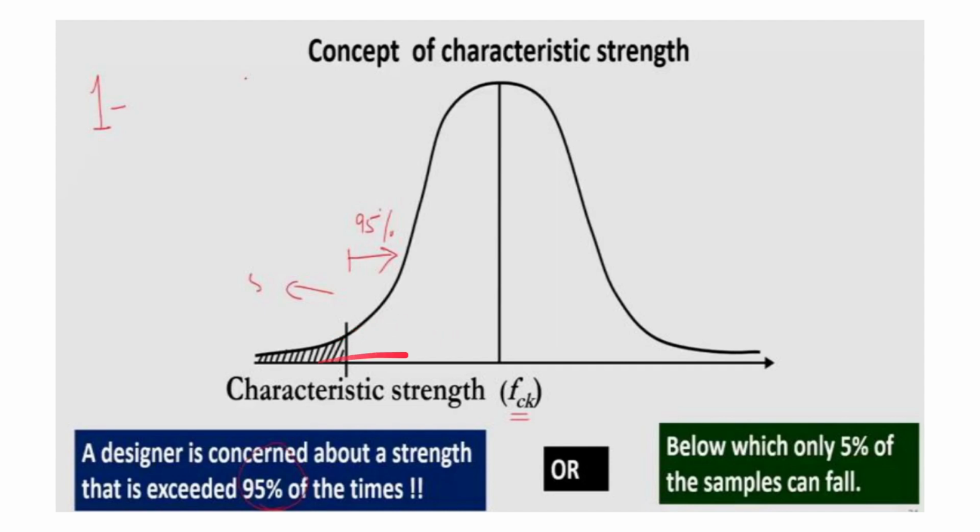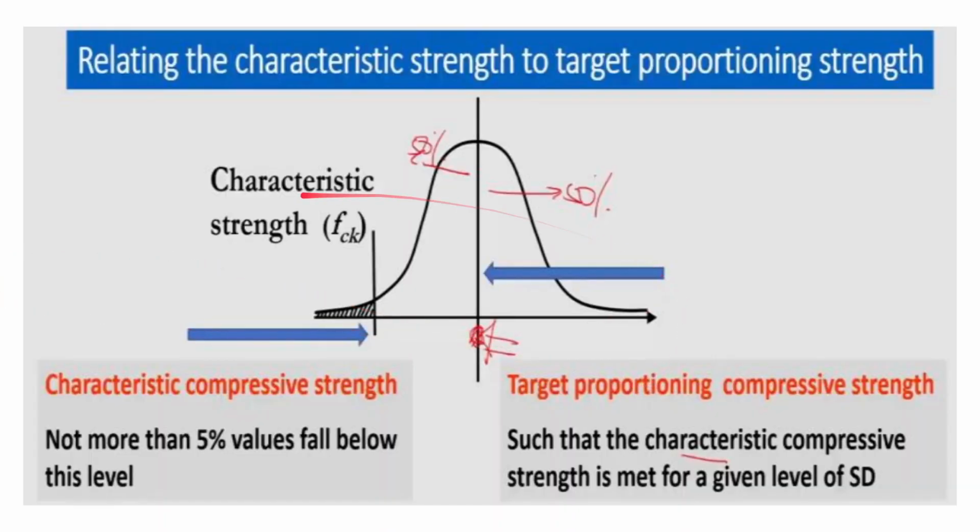Okay, so how much more? That will come from the standard deviation into one factor, which is 1.65 in our case. Okay, so we'll find out how it comes. So here, relating the characteristic strength to target proportioning strength: the characteristic compressive strength is that strength where not more than 5% of values fall below that level. But this is the strength which we are designing for, that is called the target proportioning compressive strength.